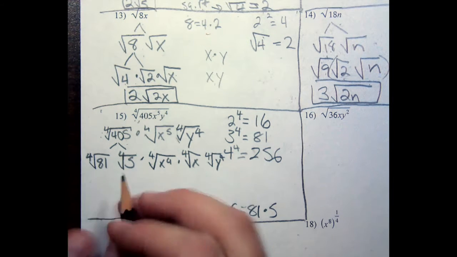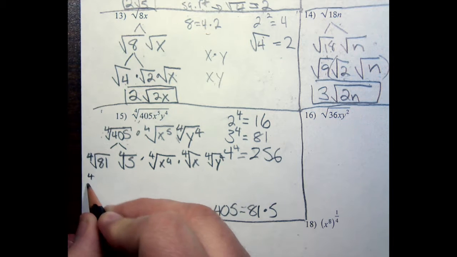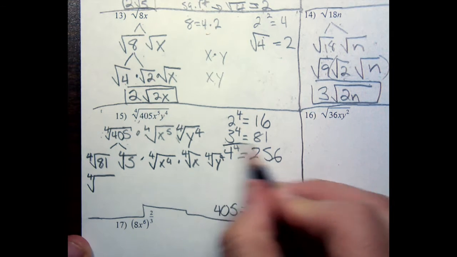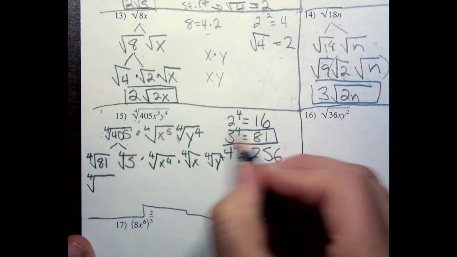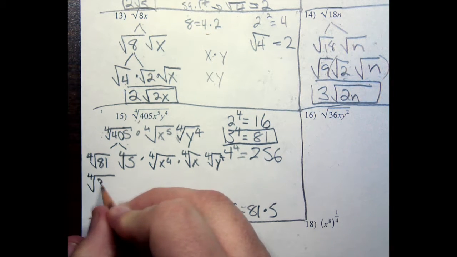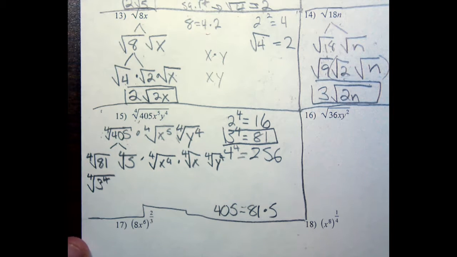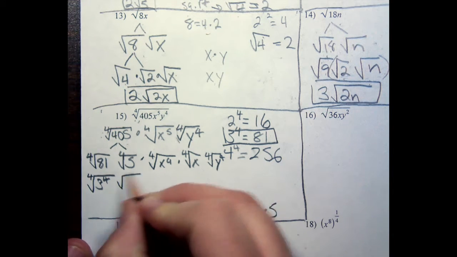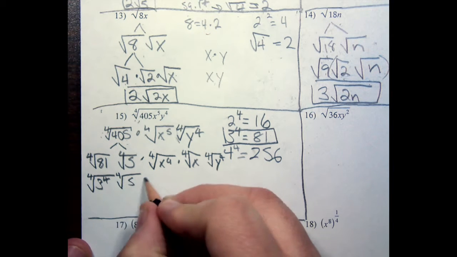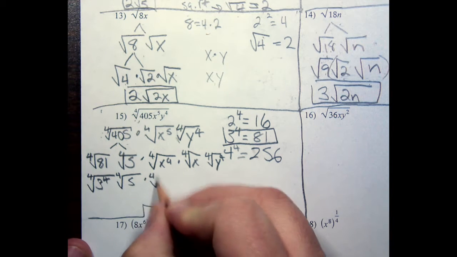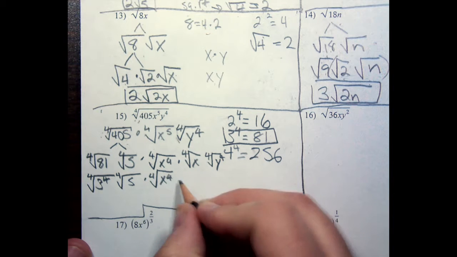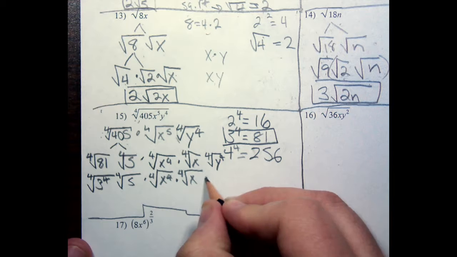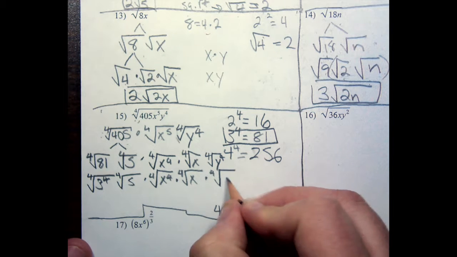So now here's the interesting thing. We said that 81 is actually 3 to the fourth power. So I could say that's the same as the fourth root of 3 to the fourth power times the fourth root of 5 times the fourth root of x to the fourth times the fourth root of x times the fourth root of y to the 4.